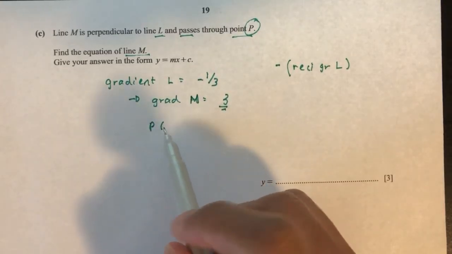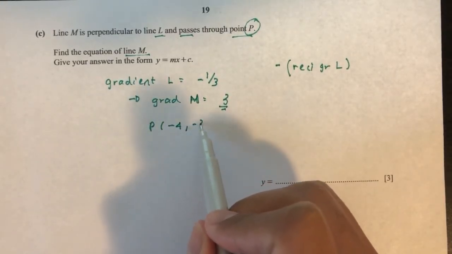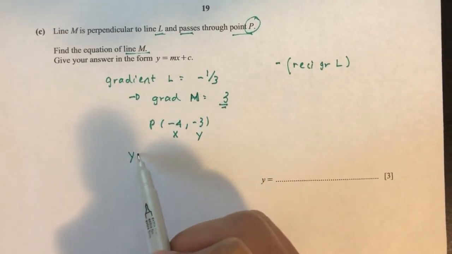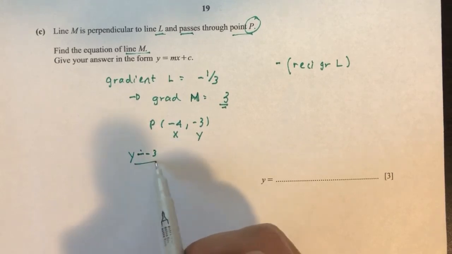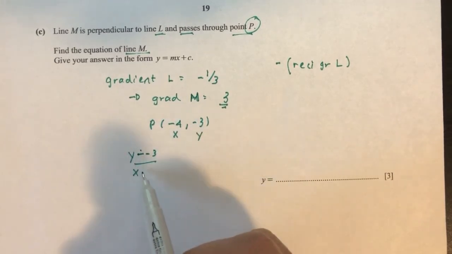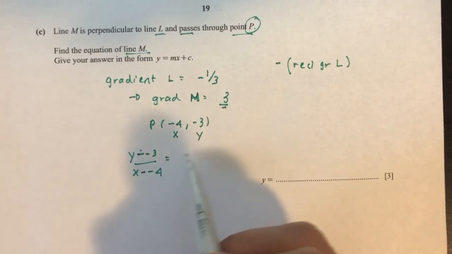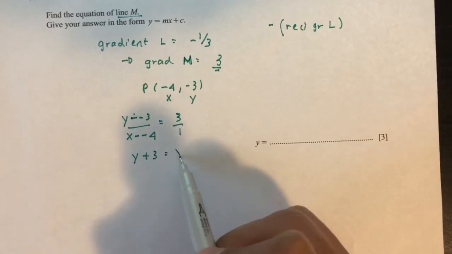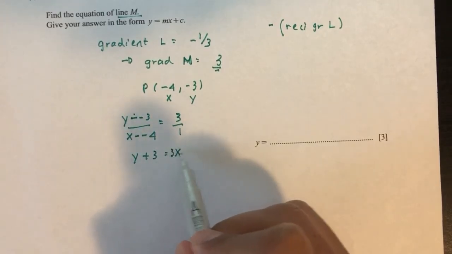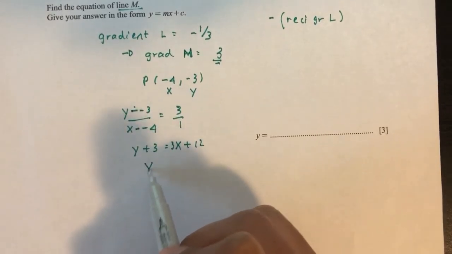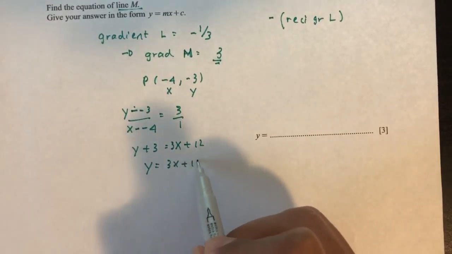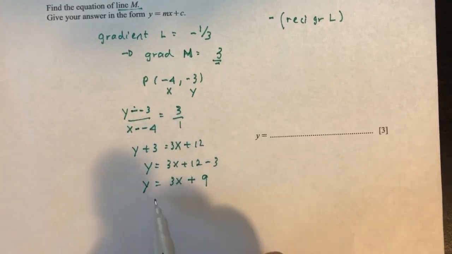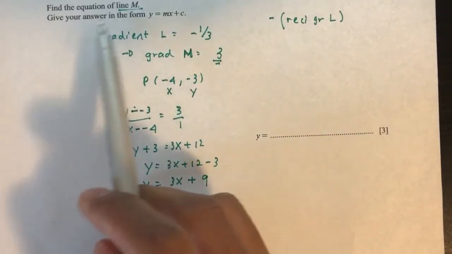So now we know the gradient and the point P. P is the point (-4, -3), as seen on the graph before. That will be x, y. So y minus -3 divided by x minus -4 is equal to 3. We cross multiply, we have y plus 3 equal to 3x plus 12, which means y equal to 3x plus 12 minus 3, y equal to 3x plus 9. So this will be your equation for the line M.